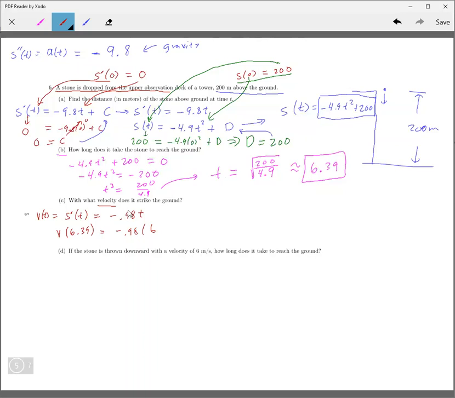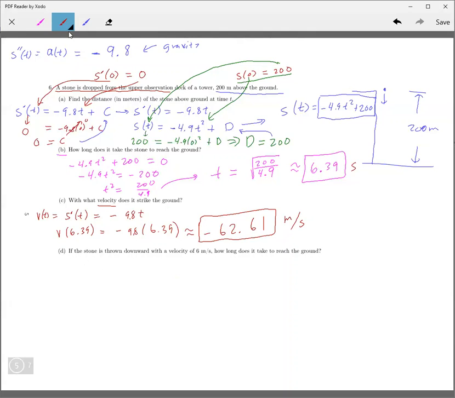Wait, 0.98? How did I do that? That is just weird. It's 9.8, not 0.98. Okay, and I get approximately negative 62.61. It's probably going to be more accurate if we put this in, but I don't think that WebAssign will care that much. I probably put that value in when I calculated this. So negative 62.61, and this will be meters per second, and this is seconds right here.